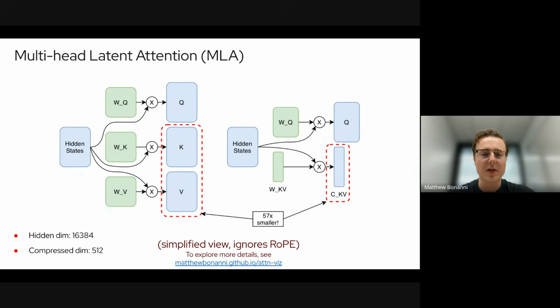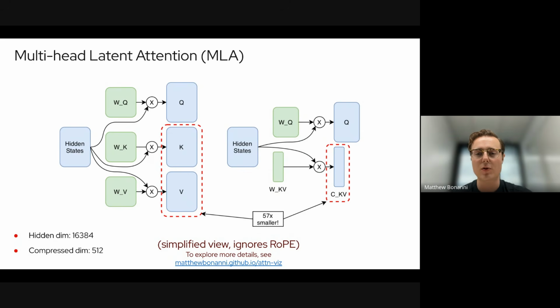So just a brief overview in case you're not familiar with what MLA is. The key word in MLA is really latent here. If you see on the left, that's a classic multi-head attention projection. You have your hidden states, and then you have weight matrices to project that. So you have WQ, WK, WV, and you use those to project your hidden states into your query, key, and value tensors. MLA is what you have on the right.